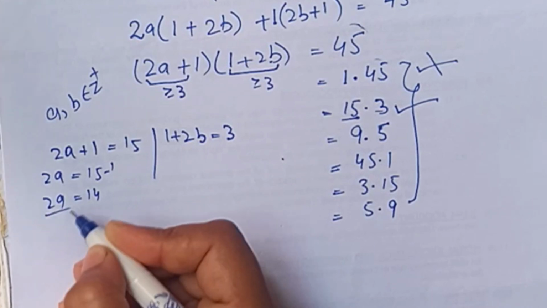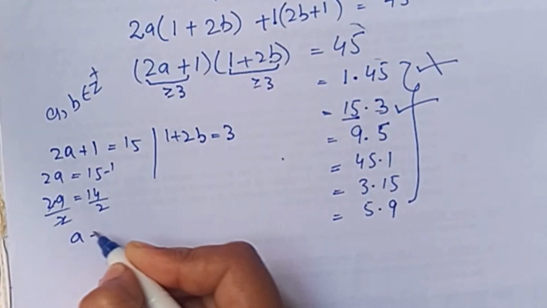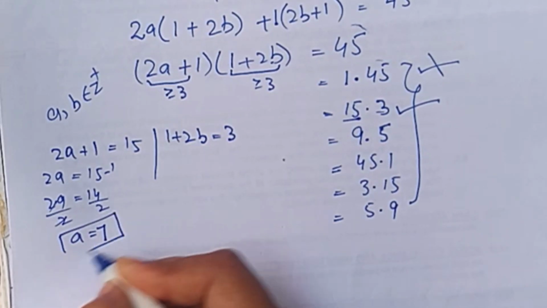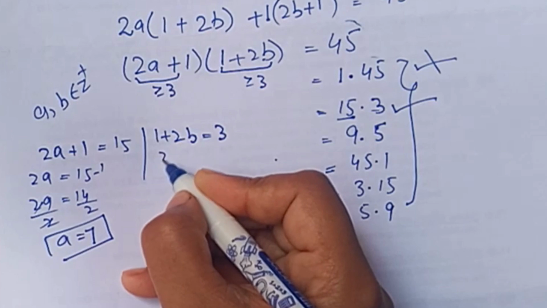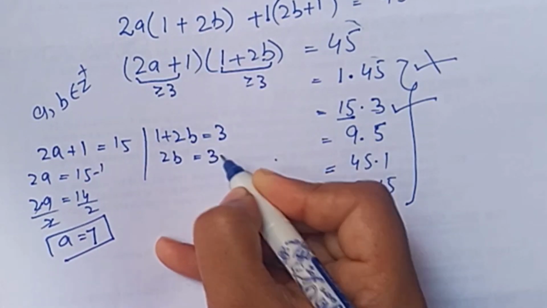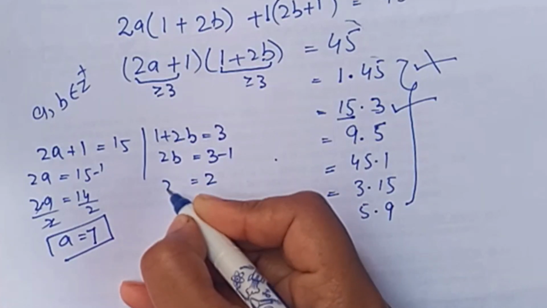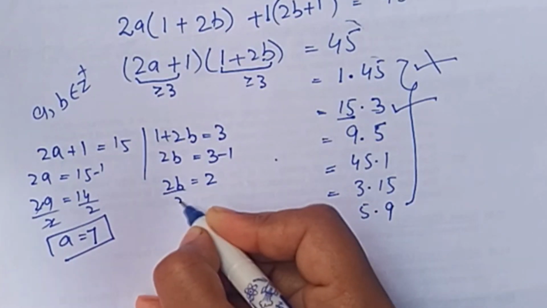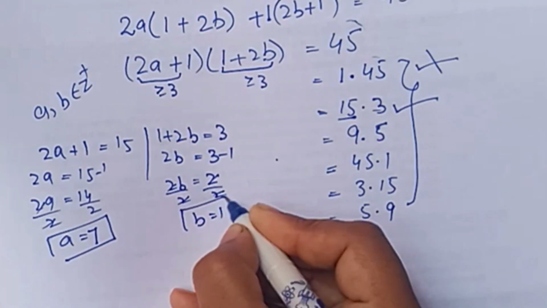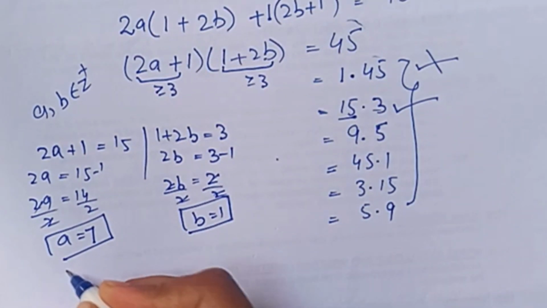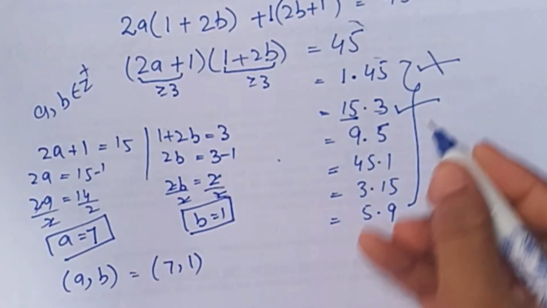Divide this equation by 2 on both sides, so we get a is equal to 7. So this is the value of a. Now look at this. If we subtract 1 on both sides, we get 2 times b is equal to 3 minus 1, and 3 minus 1 is 2. So 2b is equal to 2, divide this by 2 on both sides. So we get b is equal to 1. So we write this as a comma b is equal to 7 and 1 if we use this factor.